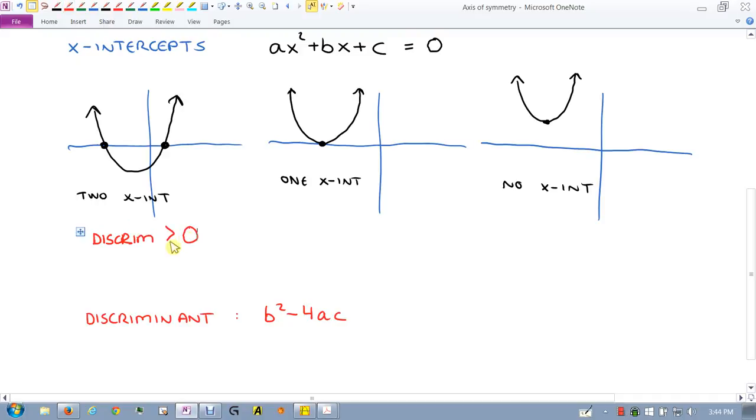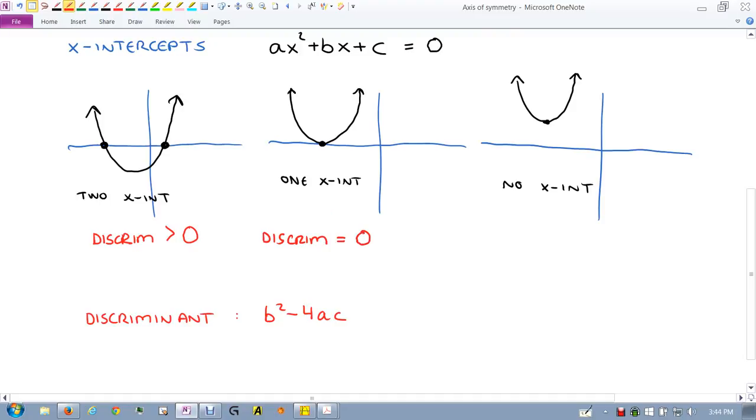Do you all understand what I mean by that? The discriminant must be positive. The thing underneath the square root must turn out to be a positive number for you to have two answers. What about with one answer? What does a discriminant have to be? 0, right? You must have a 0 underneath the root.